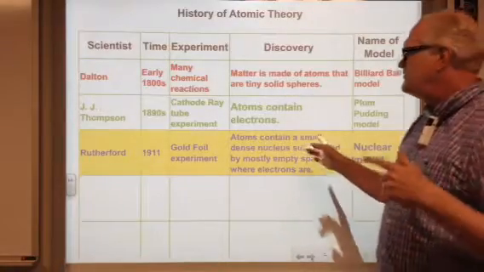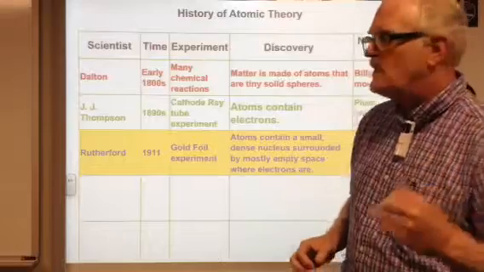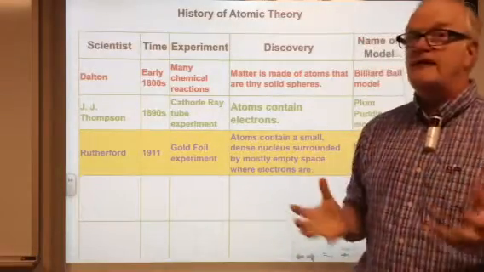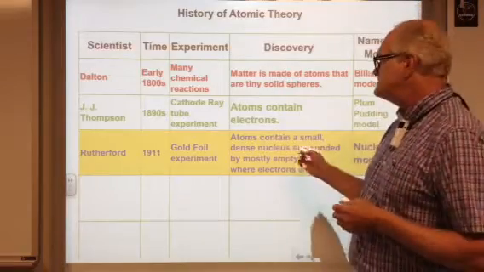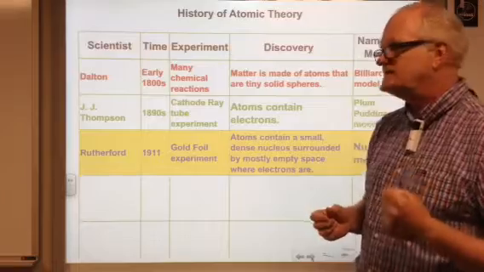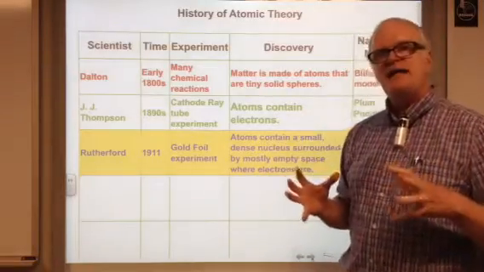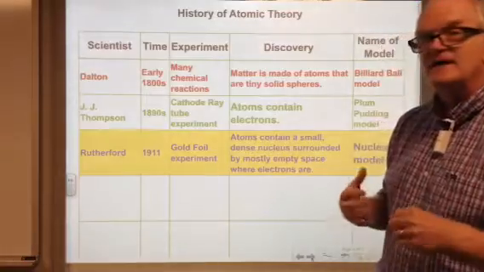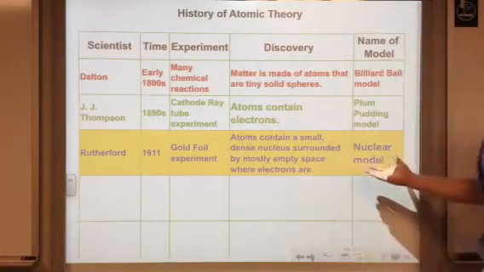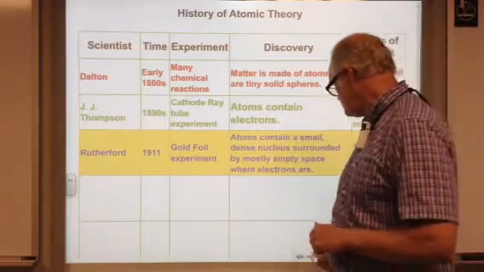That led Ernest Rutherford to think of the atom as something that had mostly empty space, and most of its mass was in a very small but dense nucleus at the center of the atom. This was the first idea of the fact that there is a nucleus in the center of atoms. And so Rutherford's model of the atom is called the nuclear atom.